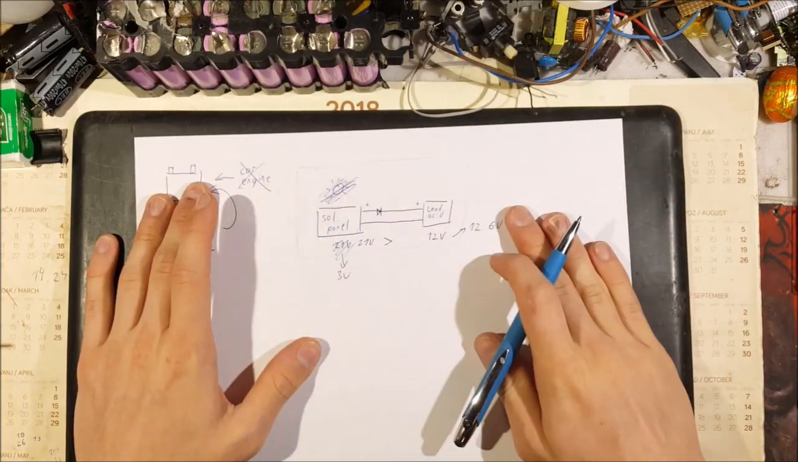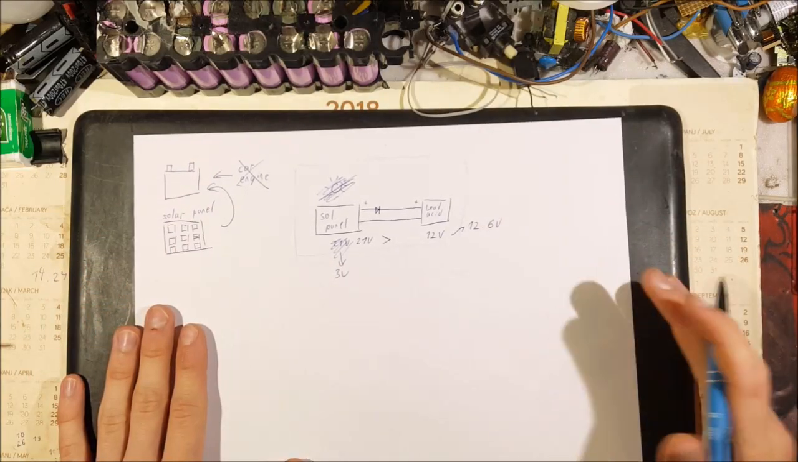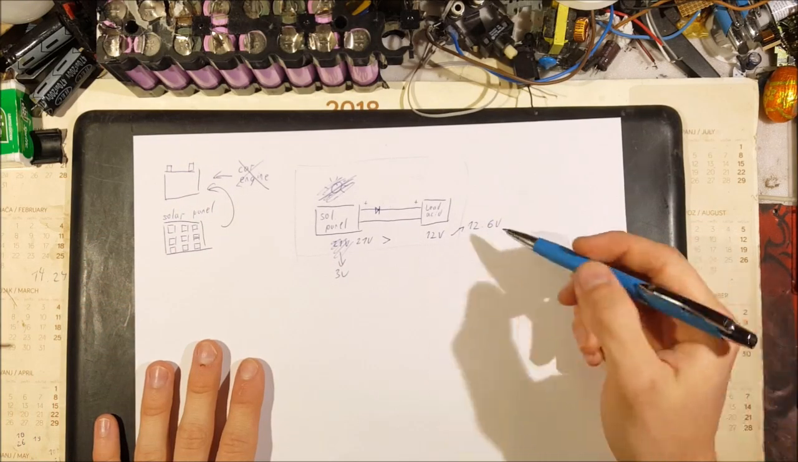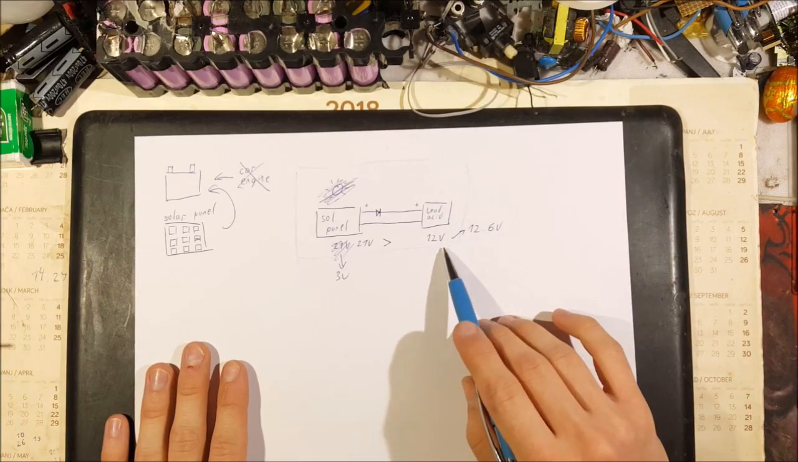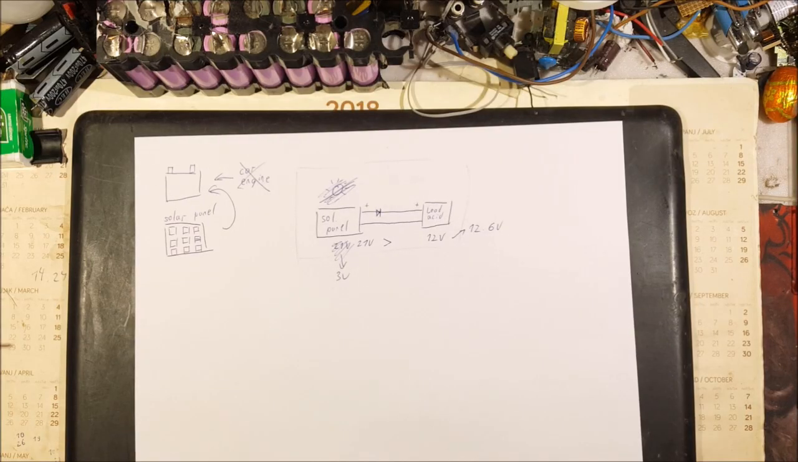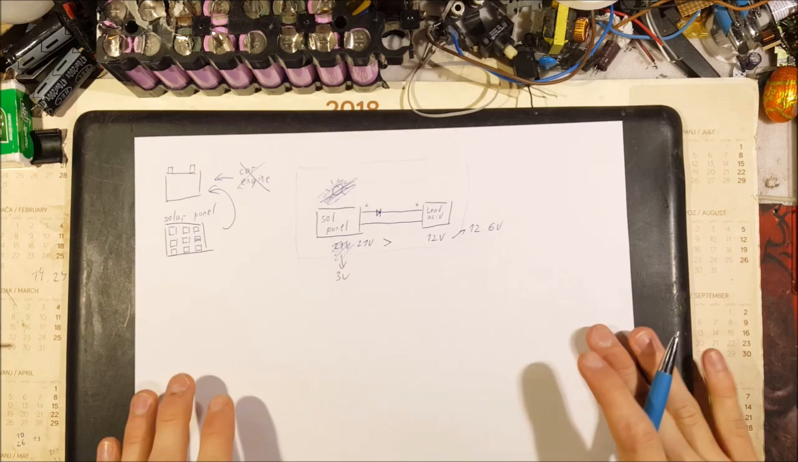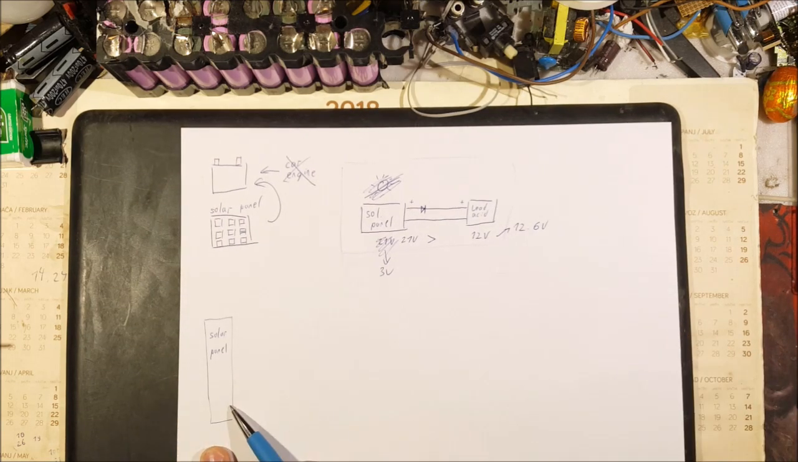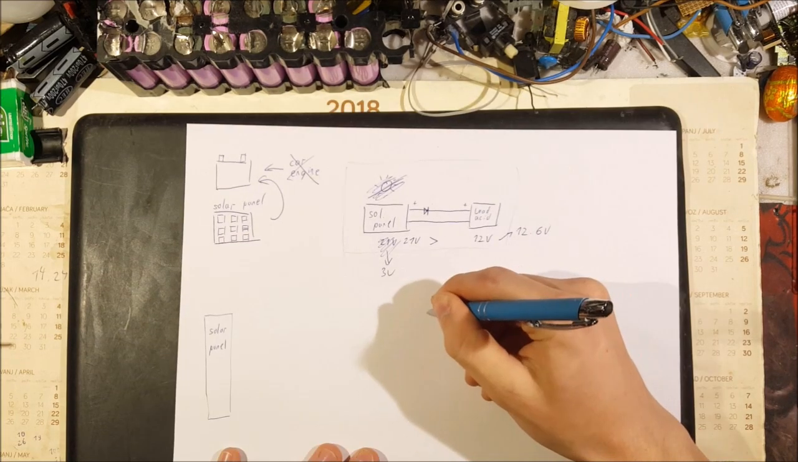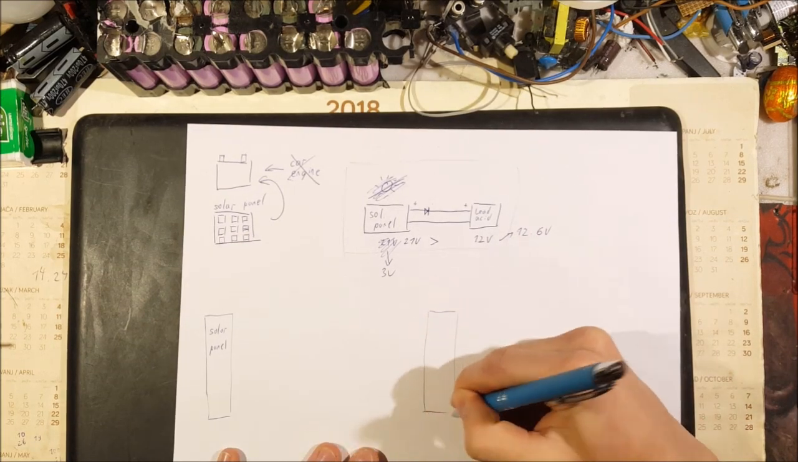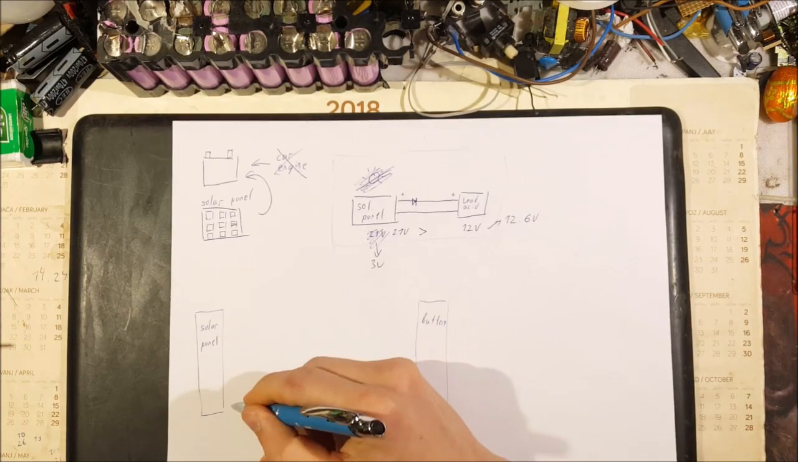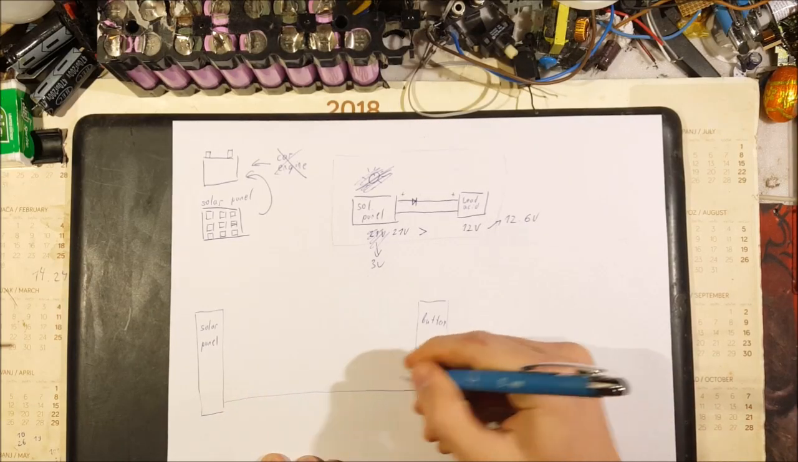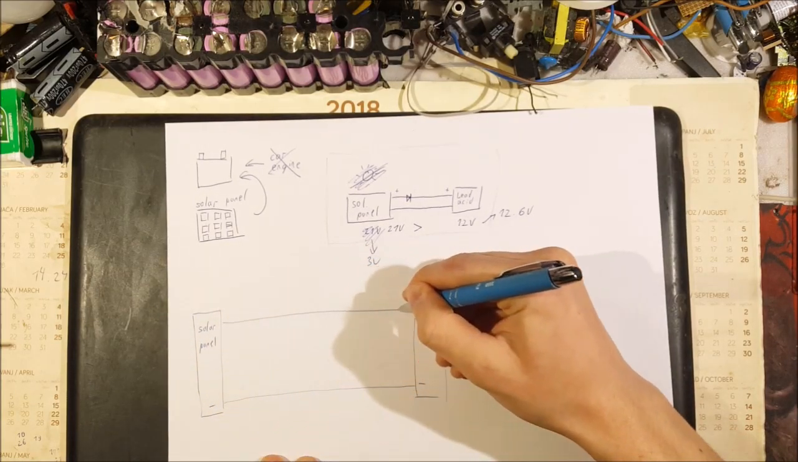let's utilize this part of the circuit and somehow make sure that the voltage of the battery never goes over 12.6 volts. And how would we do that in the simplest way possible? Well, say this is our solar panel. This is our battery. Here is a negative, and here is the positive.